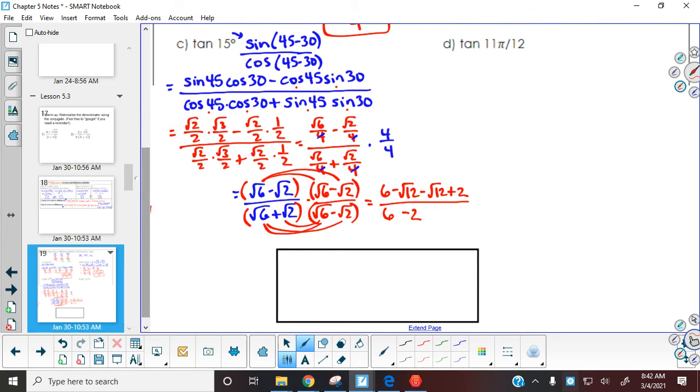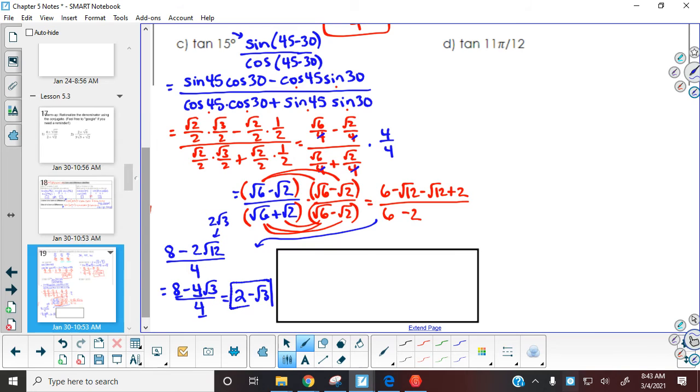Okay? Then we just do a matter of simplifying. So I'm going to bring this down here. I'm going to give myself a little bit more room. So we have 6 plus 2 is going to give us 8. We have 2 of those root 12s. 6 minus 2 is 4. And then the only other thing is here, this root 12 can be simplified to be 2 root 3. So that's going to be 8 minus 4 root 3 over 4. And then I can take out a factor of 4 from everything. So I end up with 2 minus root 3.